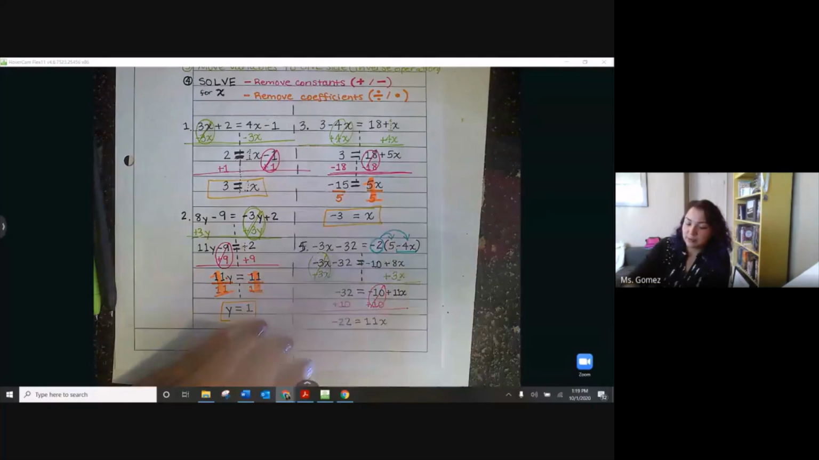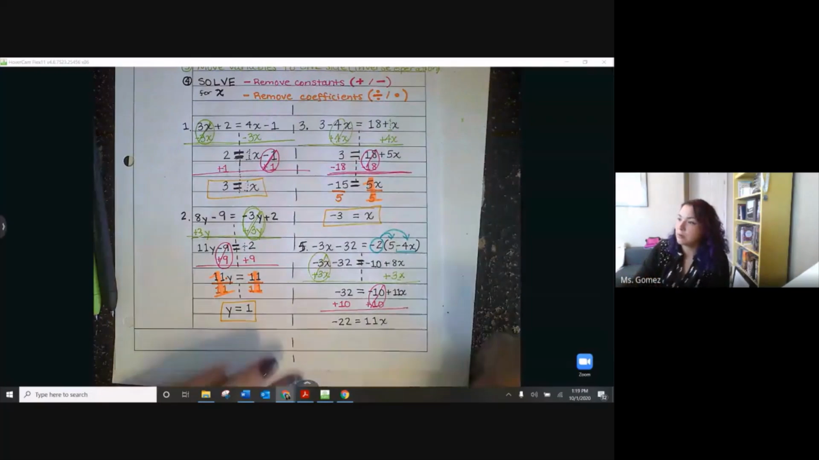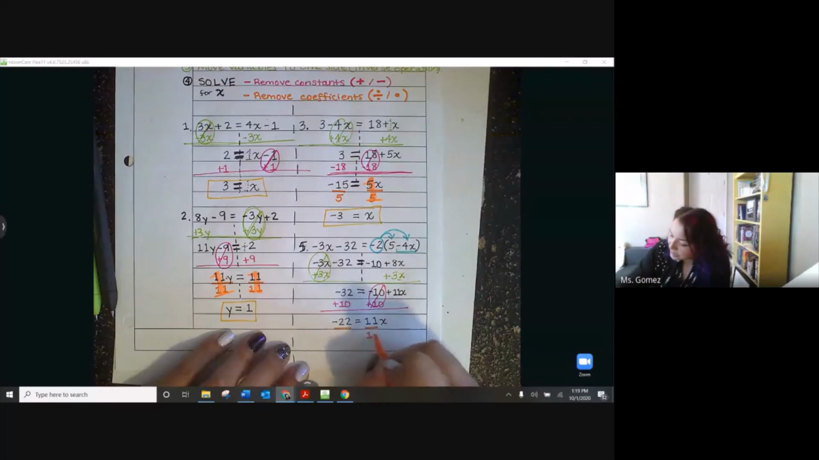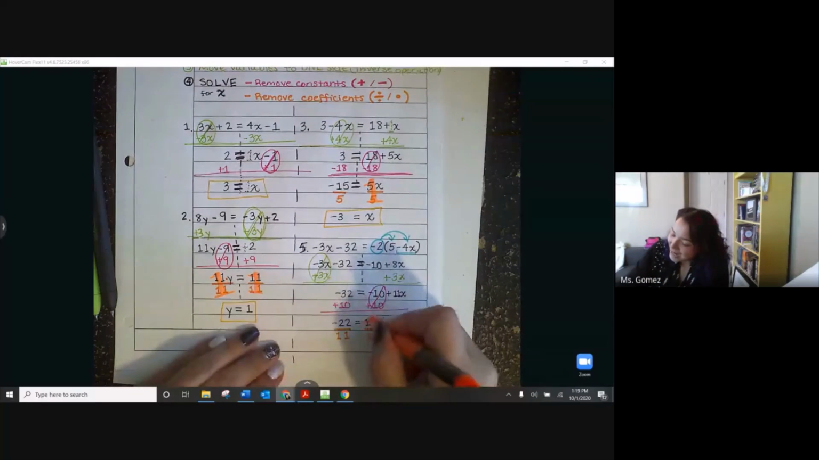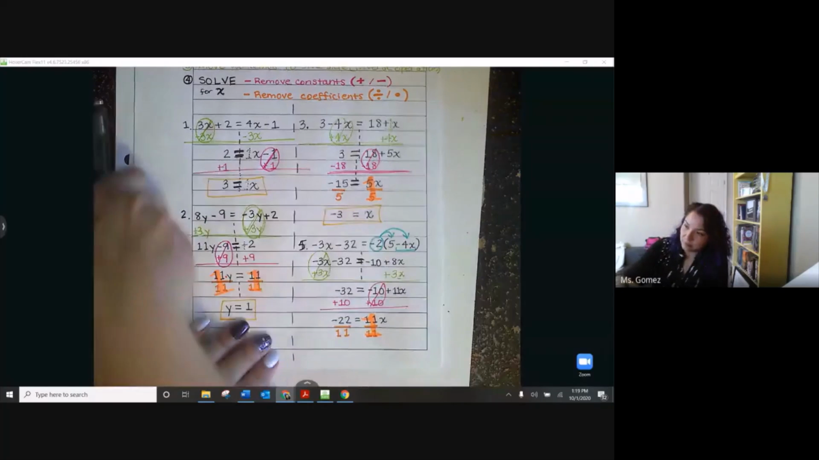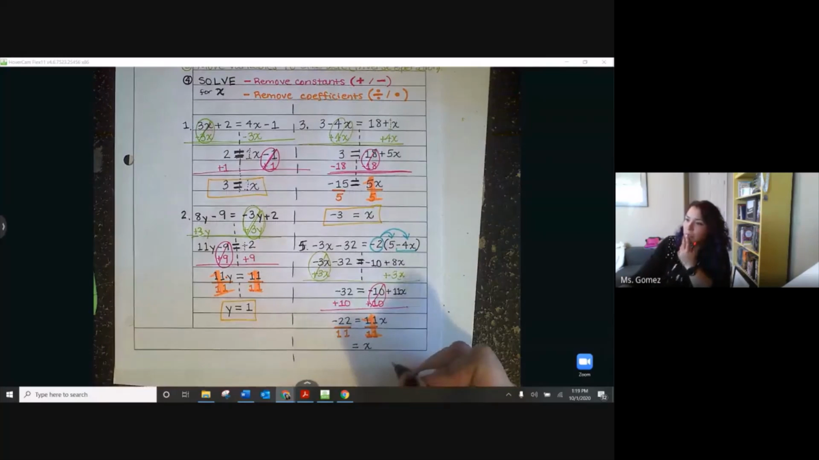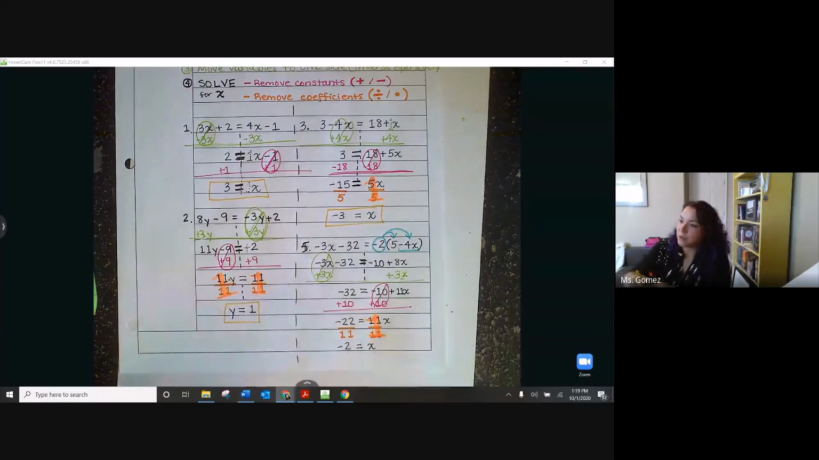All right. Last step, remove the coefficient. What do I do? Divide both sides by 11. What's 11 divided by 11? Uno. But what's negative 22 divided by 11? Almost. Negative 2. Good job. I know that one was a little tricky.